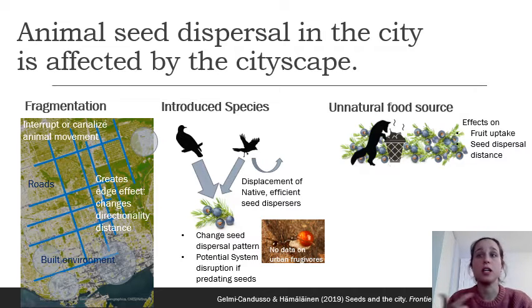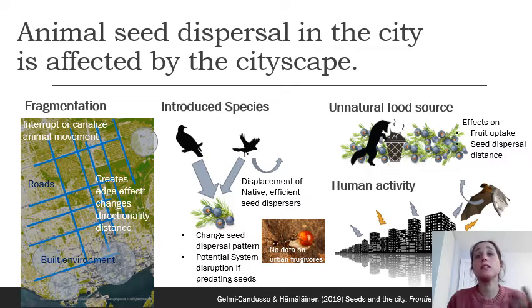Unnatural food sources, that means like garbage cans, anything that comes from human activity, are going to compete with the surrounding fruiting plants. And so the fruit uptake is going to be lower because of this. Also the overall seed dispersal distance is going to be shorter, because most animals move based on resource availability. For example, foxes are opportunistic fruit feeders, and their movements are based on resource availability. If there is more food, they're going to move less. It has been seen that foxes within the cities have smaller home ranges than foxes outside of the city.